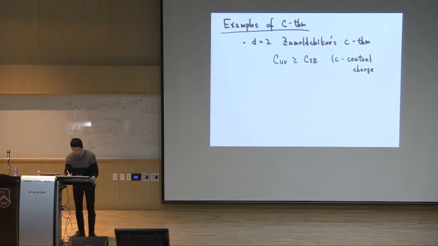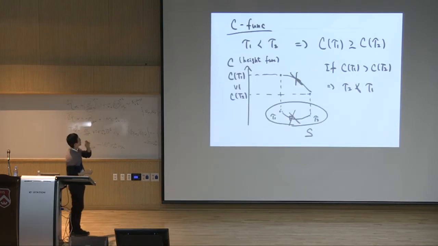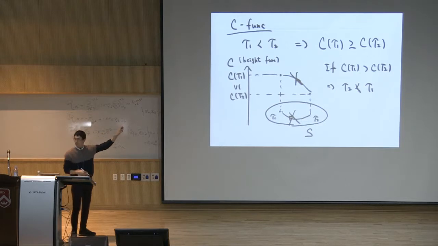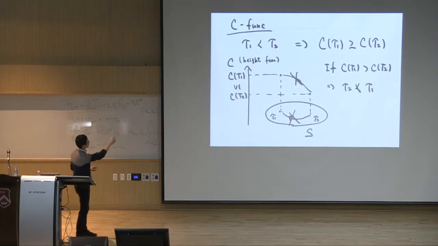Now I understand why you asked me that question. Here I'm writing the strong version. Sorry, this is the strong version. I do not assume that T1 and T2 are CFTs. So this is the strong version of the C theorem.